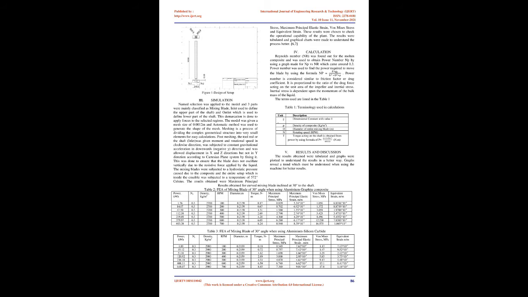The currents generated are radial and tangential. Mixing blades are enclosed in a tank with a flat bottom and are connected to the shaft or the tool rod, which is made of structural steel having an ultimate tensile strength of 460 MPa. Power required to ensure that mixing blades move through the solution was supplied using a motor. Simulation. Named selection was applied to the model and 3 parts were mainly classified as mixing blade: inlet, used to define the upper part of the shaft, and outlet, which is used to define the lower part of the shaft. This demarcation is done to apply forces to the selected regions.